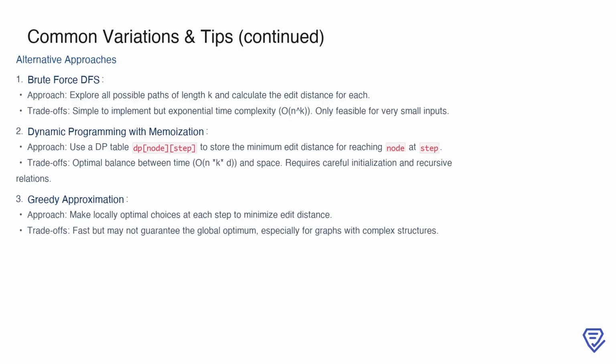Another option is a greedy approximation, where you make locally optimal choices at each step to minimize the edit distance. While this is fast and easy to implement, it doesn't guarantee the global optimum, especially in graphs with complex structures. Each approach has its trade-offs, so it's important to choose the one that best suits the problem constraints.